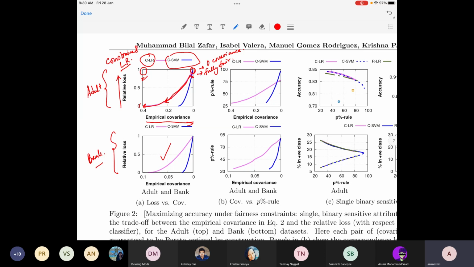Now the next one, P% rule versus the empirical covariance. What do you see here? Again, the covariance is plotted inverted. So what is this showing?